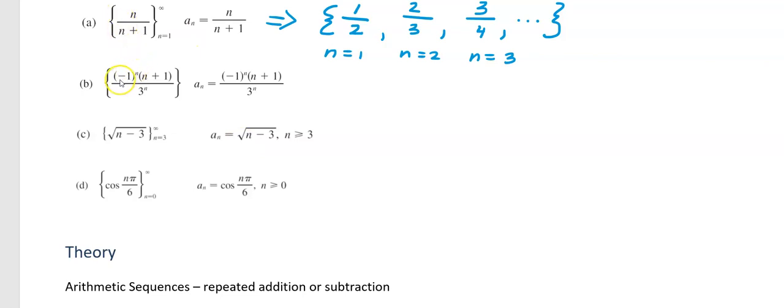In B, we have negative 1 to the n times n plus 1 over 3 to the n power. This negative 1 to the n is going to alternate the signs of your sequence. So it will make some terms negative and some terms positive. This n plus 1 will affect the numerator's value, and the 3 to the n in the denominator is going to make our denominator a multiple of 3.